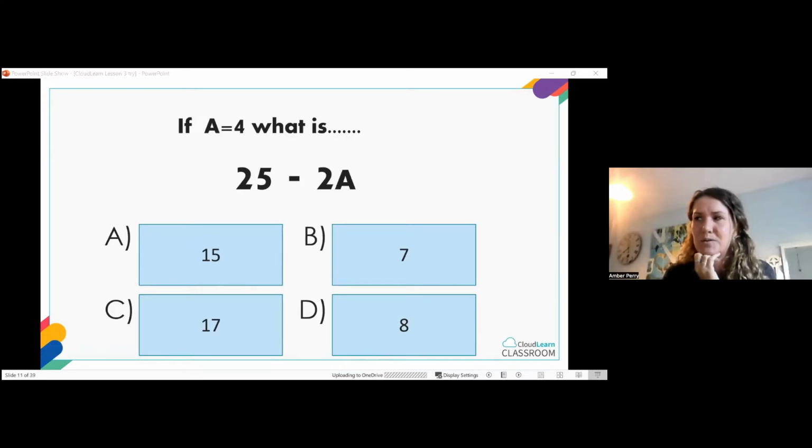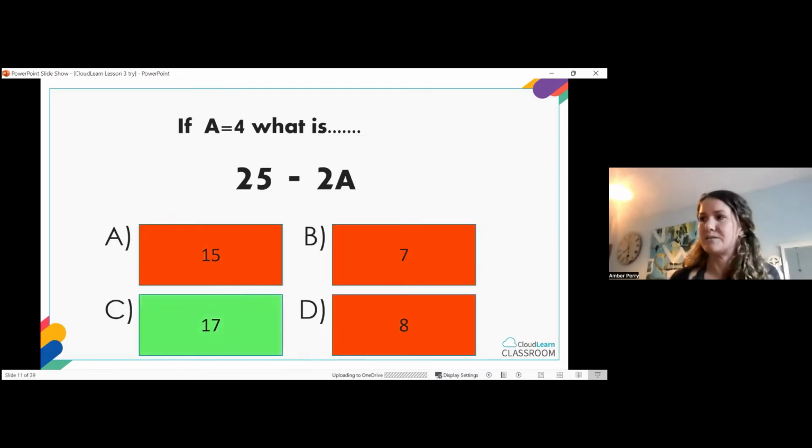There's one more person. Oh, yes, excellent. Five people participated. Great. Well done. And the correct answer there: 25 minus 2 lots of A. 2 times A is 8. So 25 minus 8 is 17 there. So well done. Really great work.